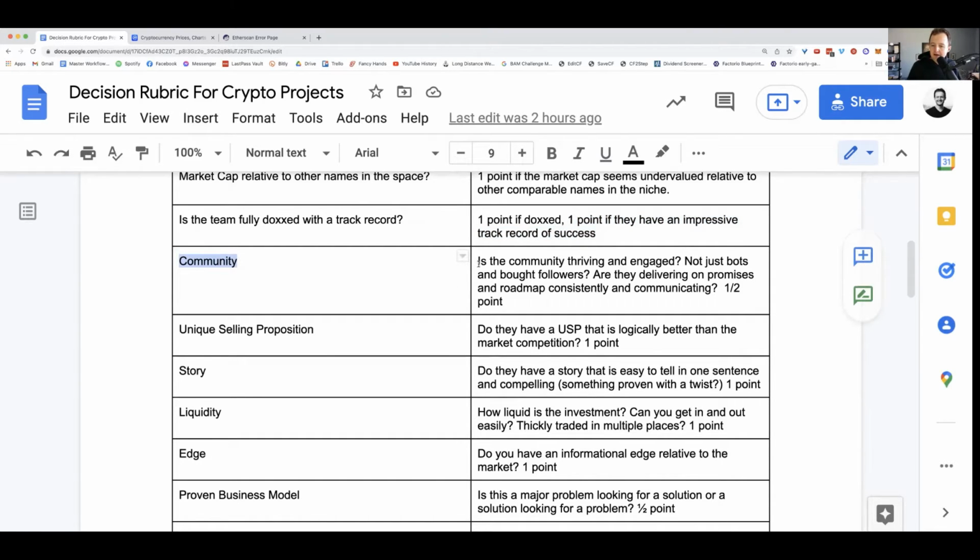Is the community thriving and engaged? Is it not just bots and bot followers, right? You want to look through the ether a little bit and see, hey, are these people actually engaging? Are they asking questions? Are they thoughtful? Are they responding in a thoughtful way? Is it just a bunch of troll farms? Are the followers engaged? Are they just bought?